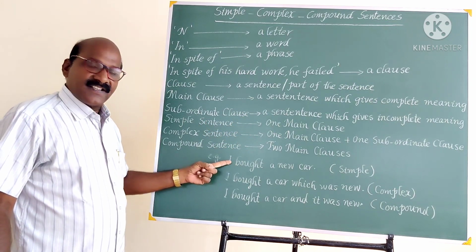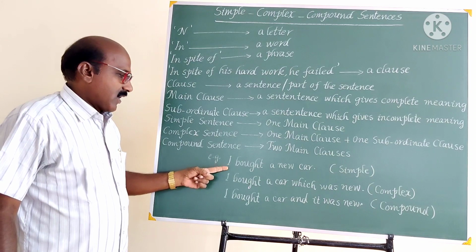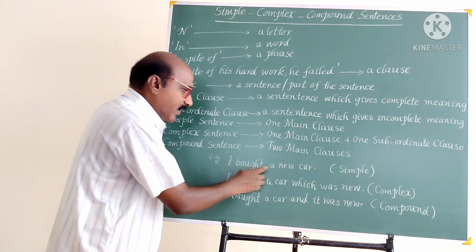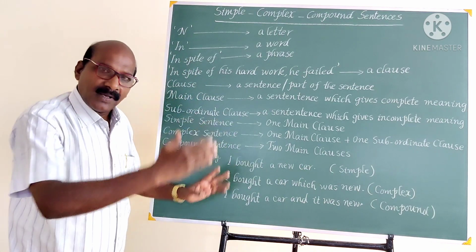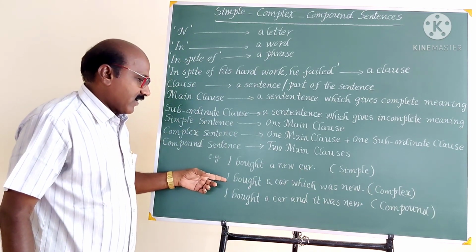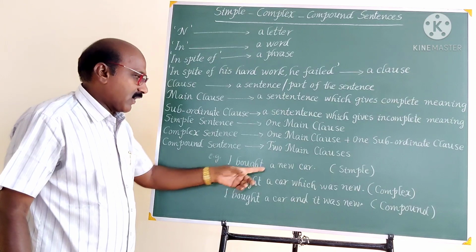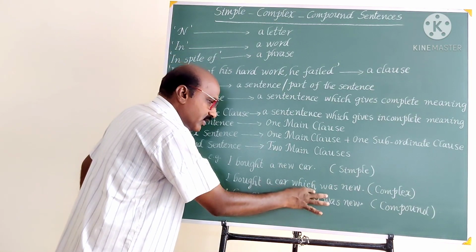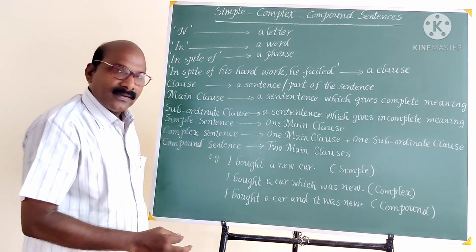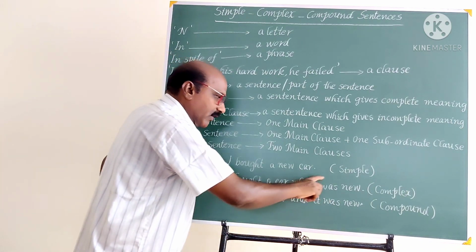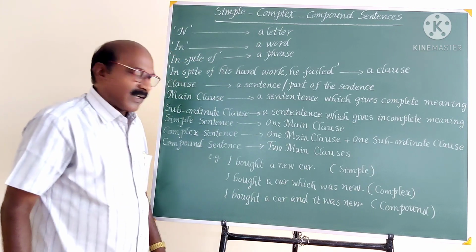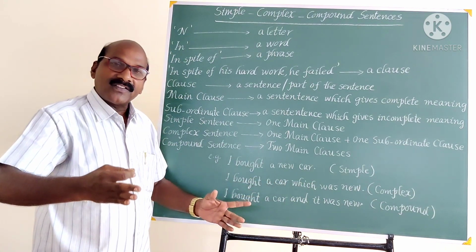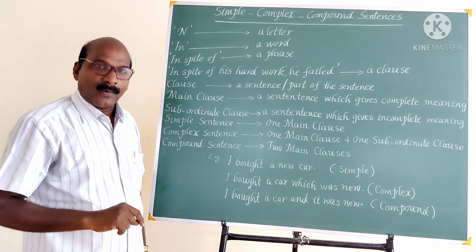And how to change this simple sentence into complex? I bought a car which was new. Here, I bought a new car. The same idea is carried in the complex sentence also. I bought a car which was new. The word which here we have to adapt, and thus we can frame the complex sentence. It is a complex sentence because it contains one main clause and one subordinate clause.